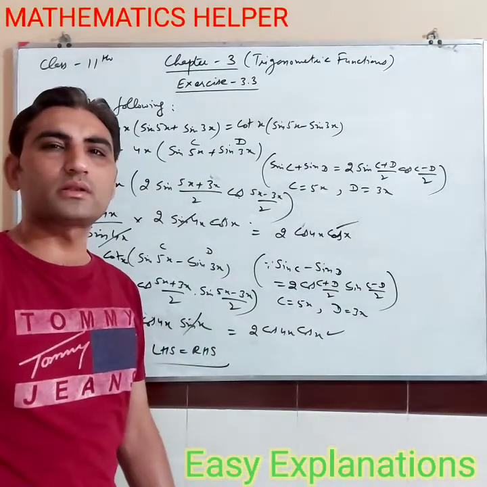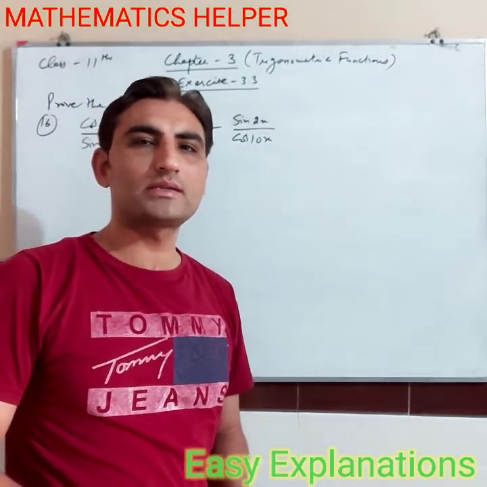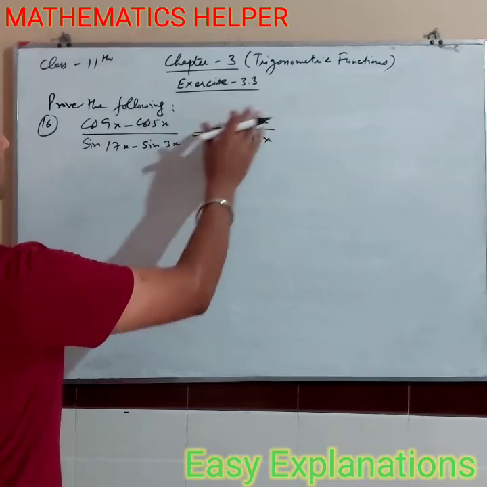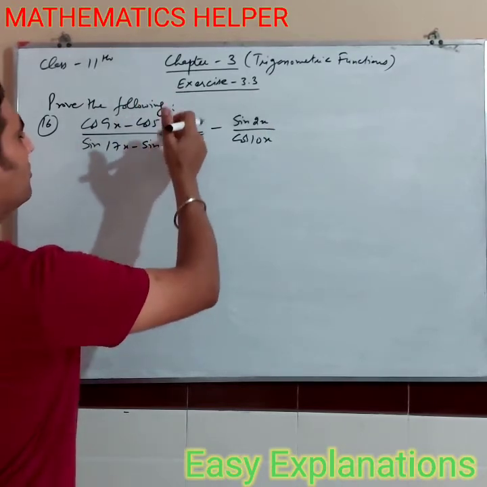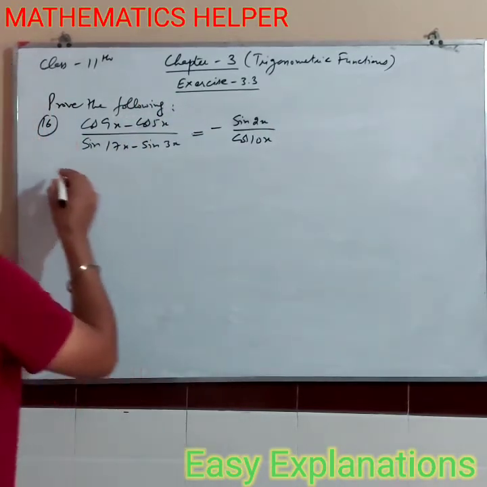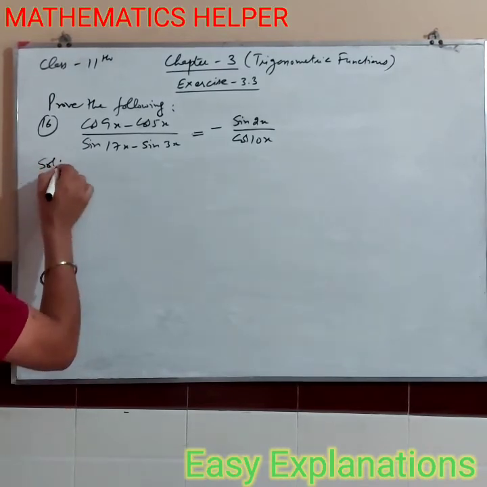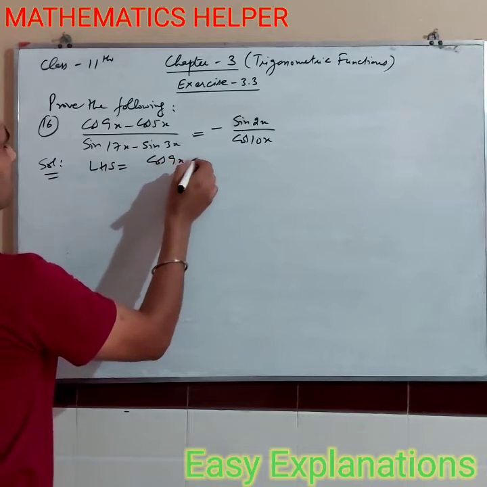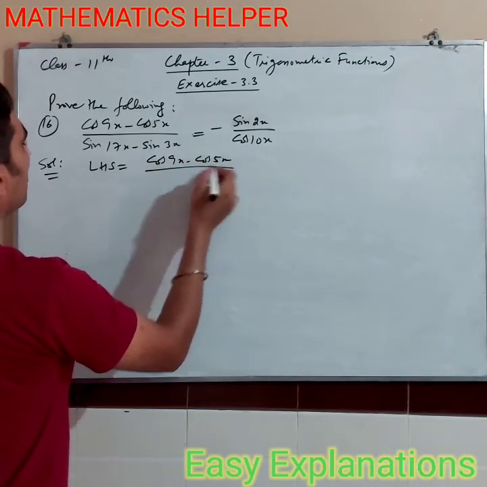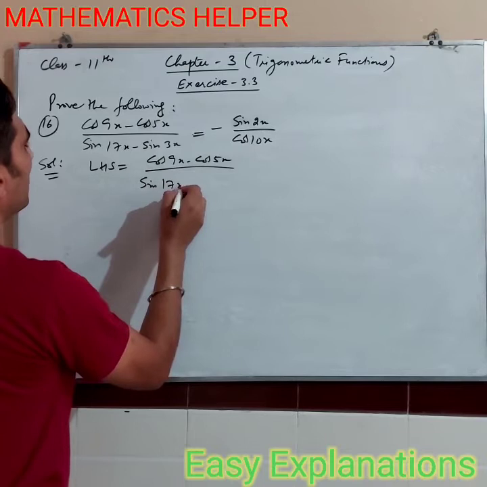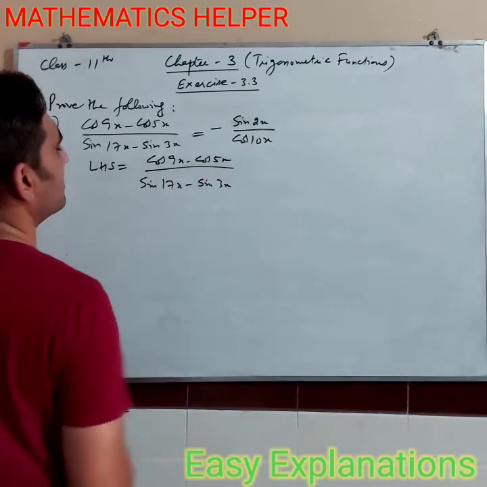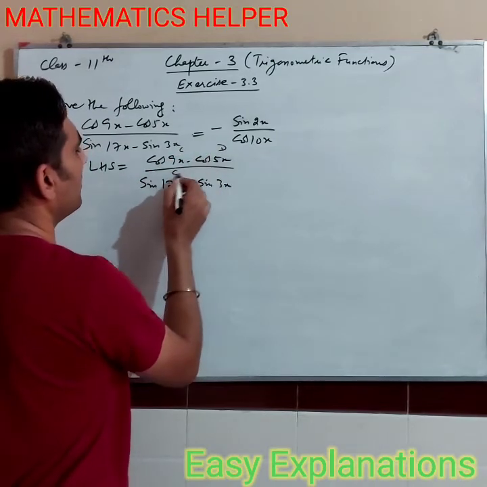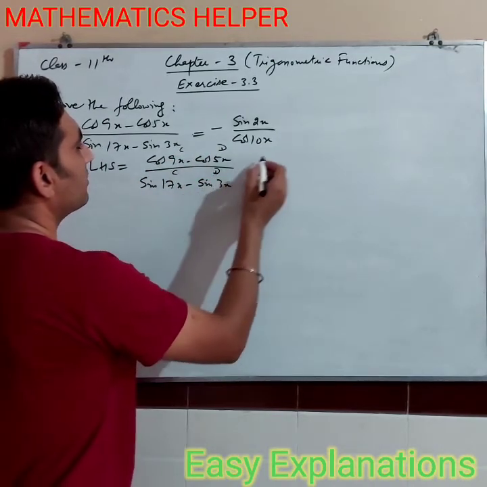Now we will go for question number 16. Students, in question number 16 we have a new type of calculation. Now it is in P over Q form, meaning numerator and denominator both are given. Let's start its calculation. As we always write from the left hand side, the left hand side is cos 9x minus cos 5x over sine 17x minus sine 3x. Which formula is similar to the numerator if we treat them as C and D? Here also, if we treat them as C and D in the denominator. So try to write the formulas.